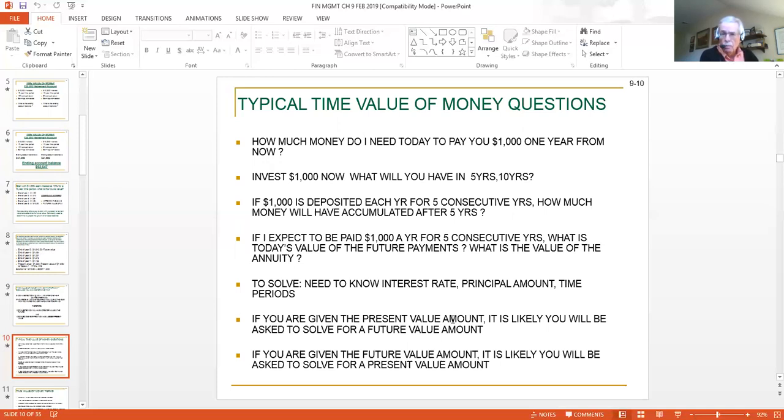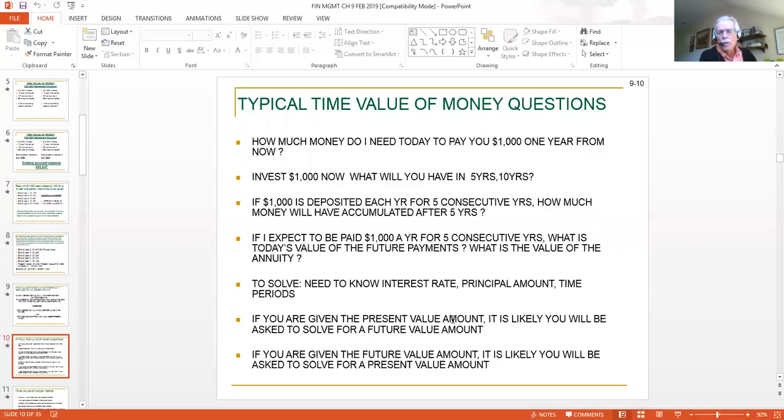That's a little different. We have a repetitive dollar amount for each of 5 years. That is an annuity, and you'll need to understand the definition of an annuity, which we will get to shortly. If I expect to be paid $1,000 a year for 5 consecutive years, what is today's value of these future payments? That's also an annuity that we would solve for.